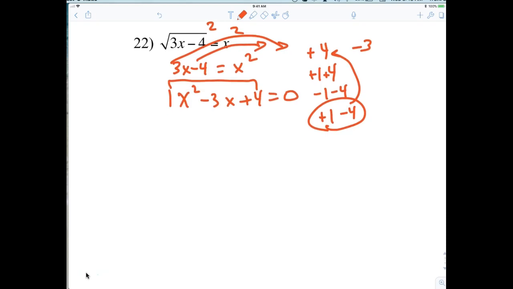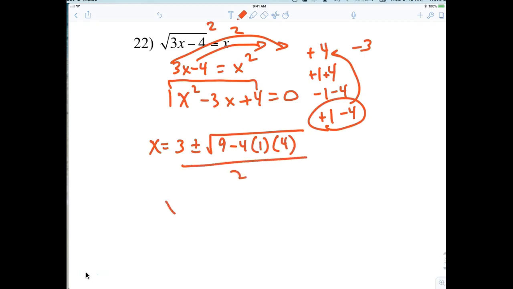So the quadratic formula would be x equals 3 plus or minus the square root of 9 minus 4 times 1 times 4. So x equals 3 plus or minus... So somebody said it. What is it? Yeah, it's no solution. You can't have a square root of a negative. So after all that, it was no solution. Everybody good?